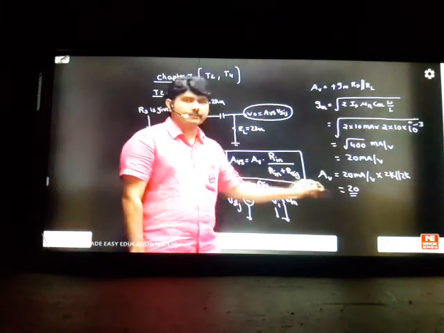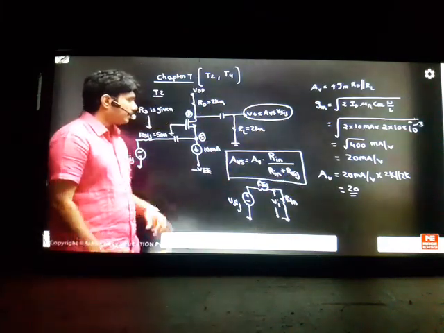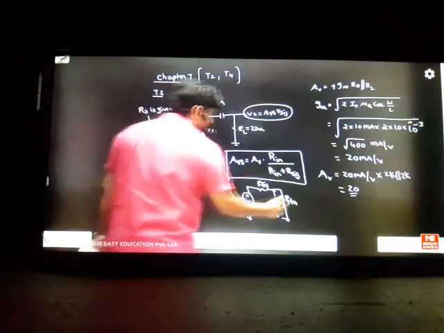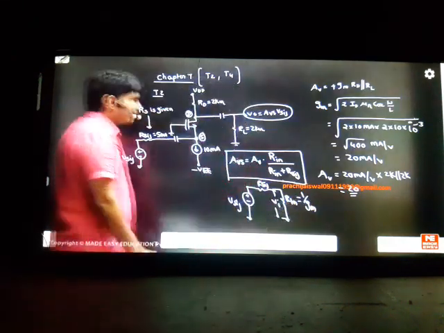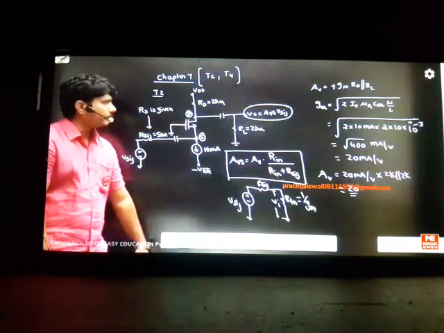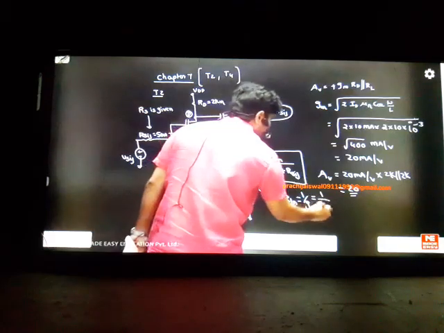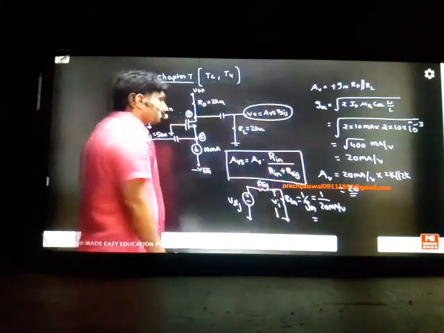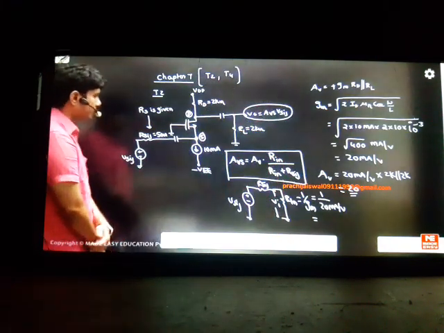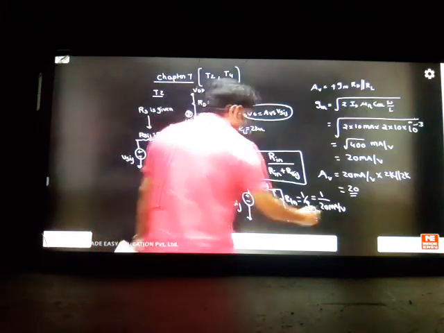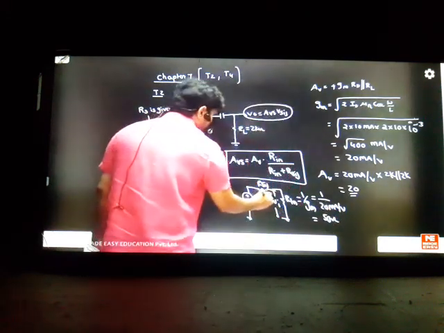But this is not the correct gain for you. You want the AVS answer. If you want AVS, what is RIN here? The input impedance from the source will be 1 by GM for us. For a common base, the input impedance will be 1 by GM. So 1 by GM will be how much? This will become 1 by 20 milliampere per volt. So RIN how much is it? Please find out. I think it will become 50 ohms. R signal is also 50 ohms.